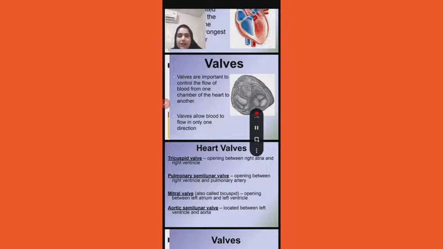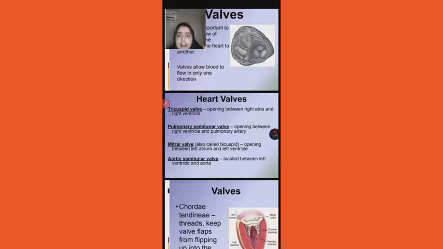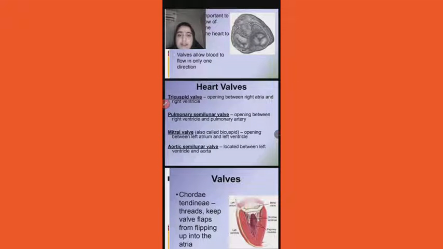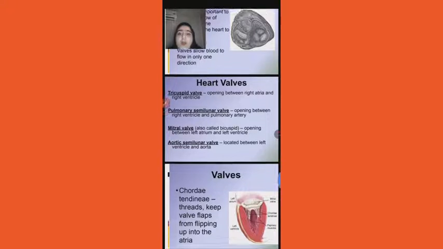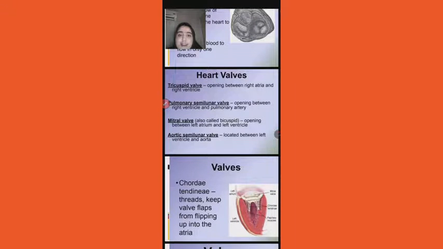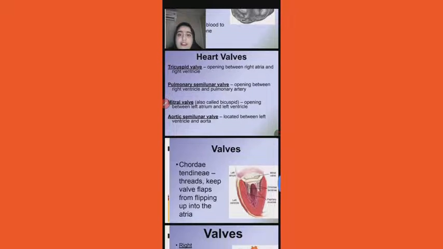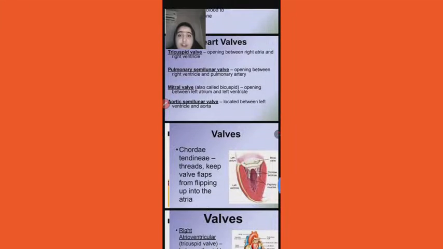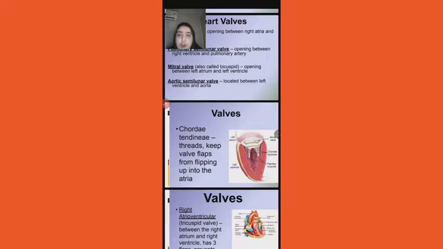So the next slide: the tricuspid valve, opening between the right atrium and the right ventricle; the pulmonary valve, opening between the right ventricle and the pulmonary artery; the mitral valve, also called bicuspid, opening between the left atrium and the left ventricle; and the aortic valve, located between the left ventricle and the aorta.